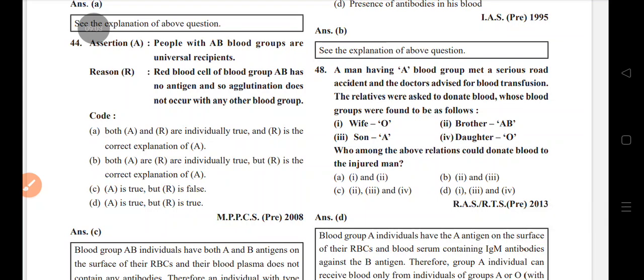A man having A blood group met a serious road accident. The doctor advised a blood transfusion. Relatives were asked to donate, whose blood groups were found to be as follows. O, son A, or daughter O.